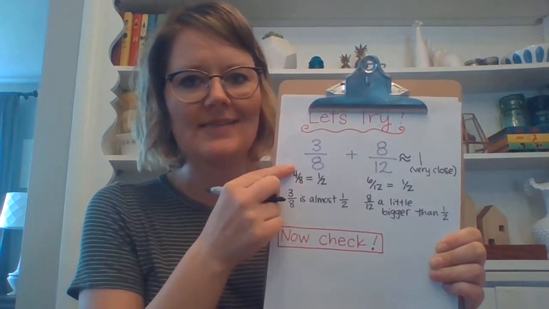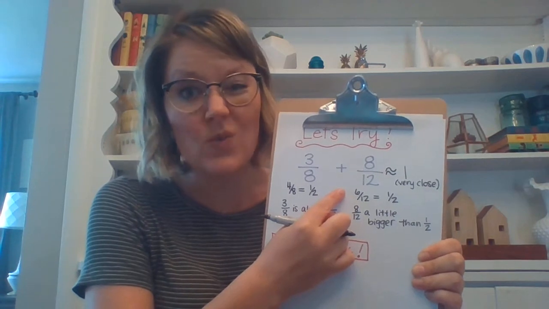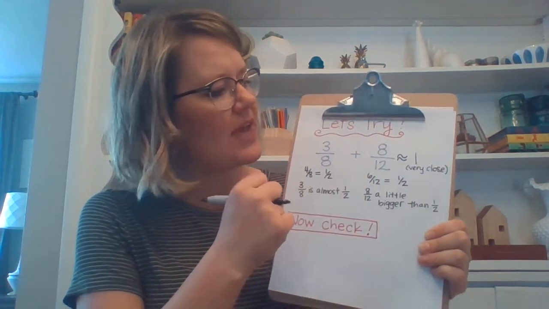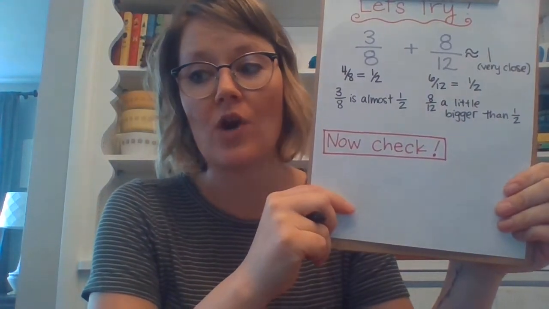Because it's a little less than 1/2 plus a little more than 1/2. And when we do 1/2 plus 1/2, it equals 1. And so I think when we add these, we're going to get pretty close to 1. So let's go ahead and now check our work.